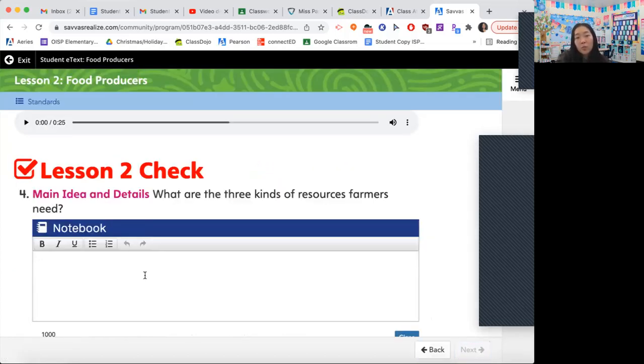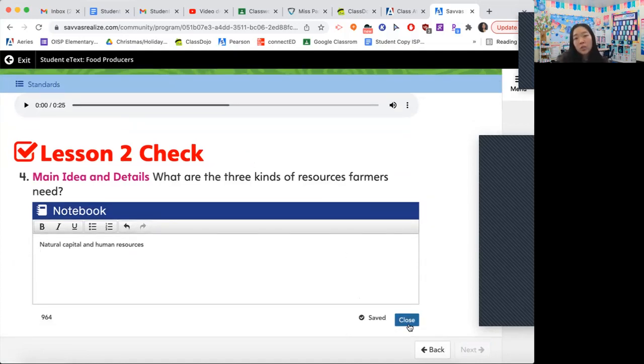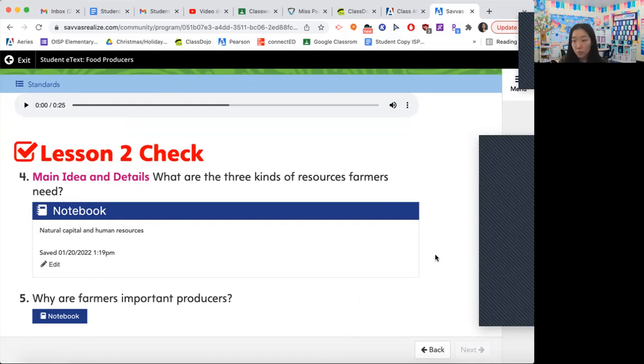So question number 4. What are the 3 kinds of resources farmers need? They need natural resources, which is like air, water, sunlight. It's things that come from earth. Capital resources, which is like tractors and money. And then human resources, which are our workers.